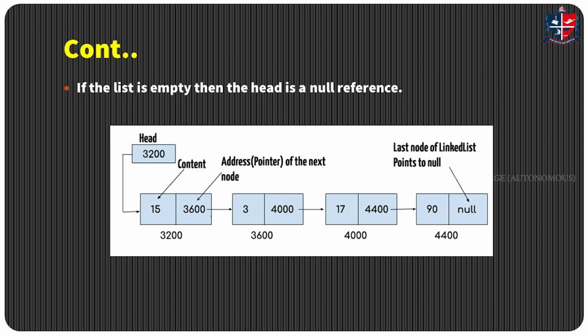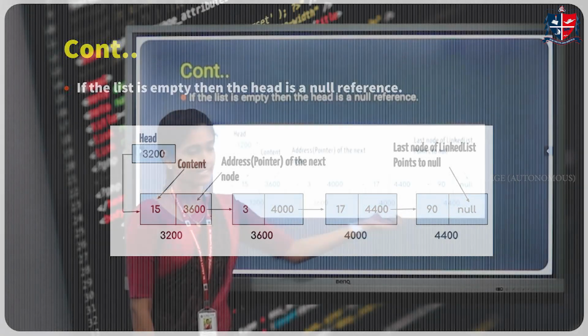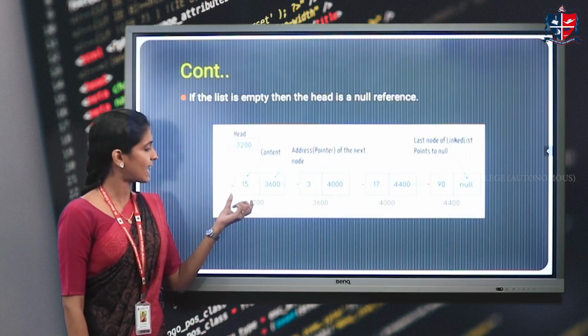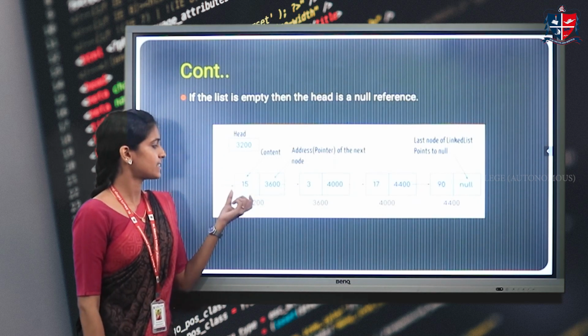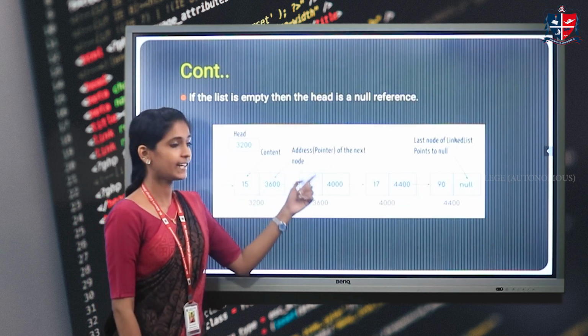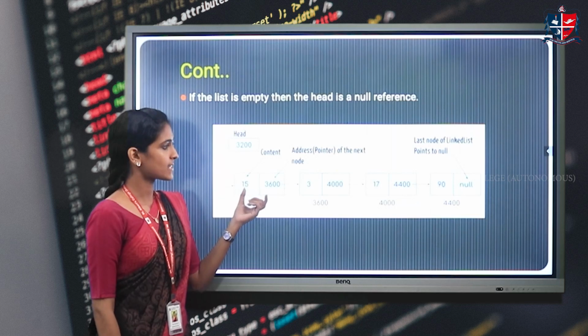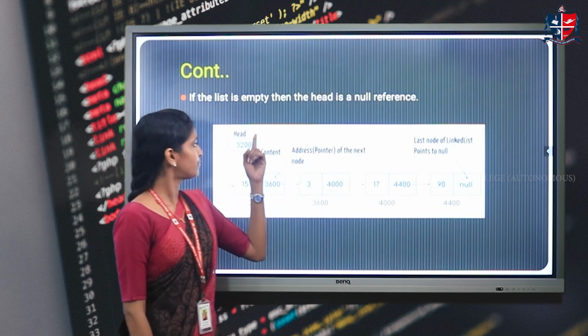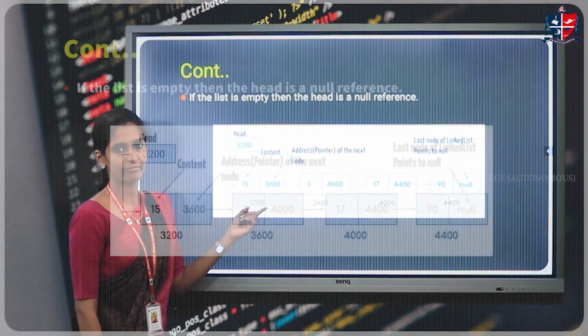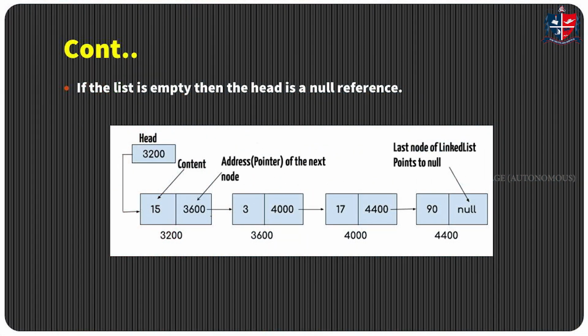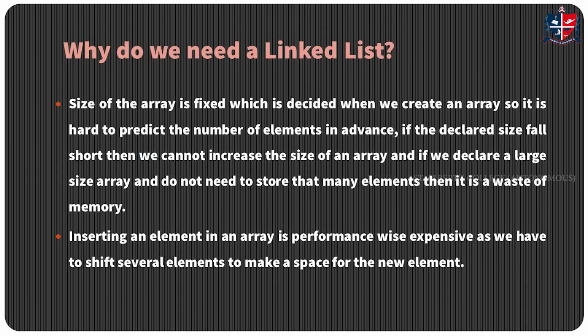You can see here multiple nodes. Each node will have data and an address. This is the data part and this is the address to the next node. So here you can see multiple nodes, and the head will be pointing to the first node, and the last node will be pointing to the null value.